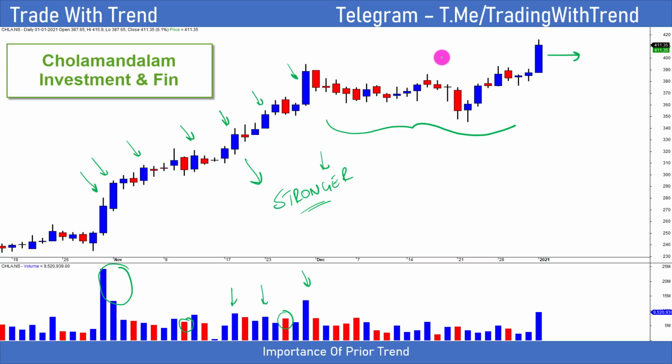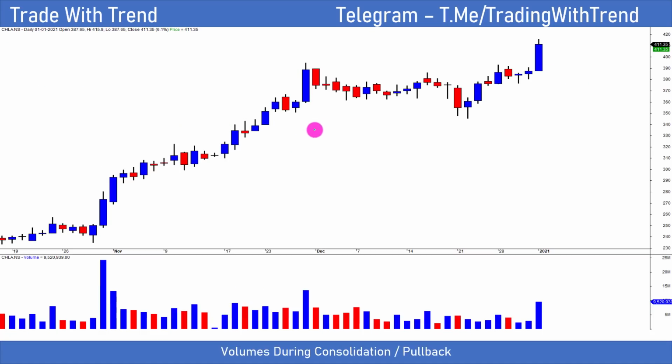So let me now explain what has happened in this particular phase. For those of you who have watched my pullback trading series, you would identify why Chola Investment is a perfect structure in terms of pullback trading. And now we are seeing a final breakout playing out. So let us now try and understand this consolidation structure.